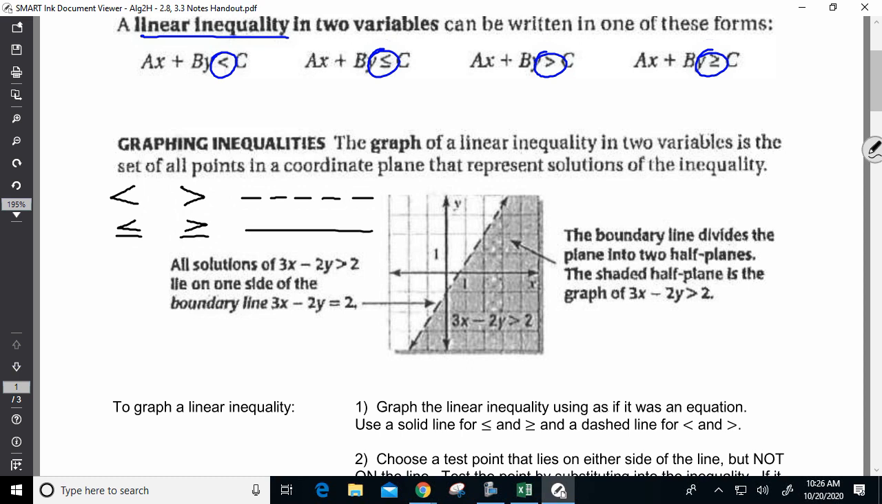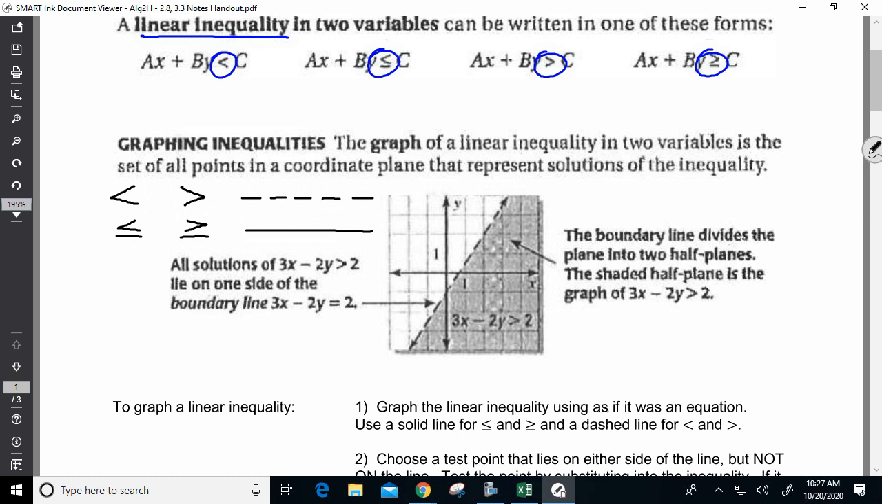The type of line you have is important. Less than or greater than means nothing on that line will work for the problem. You can use it to graph it, but then after you graph it, nothing on that line will satisfy the problem. Less than or equal to, greater than or equal to, everything works.